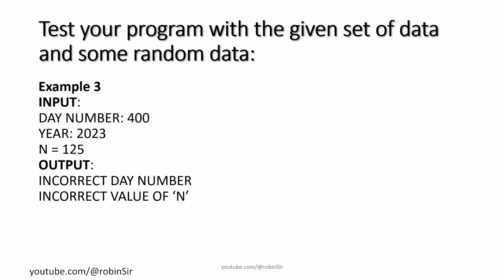And if the date is invalid or n is invalid, for example day number is 400, year is 2023, n is 125, here day number and n both are invalid because they are not in the given range. So both the messages are getting displayed: incorrect day number and incorrect value of n. So this is the question and let's solve this question now.